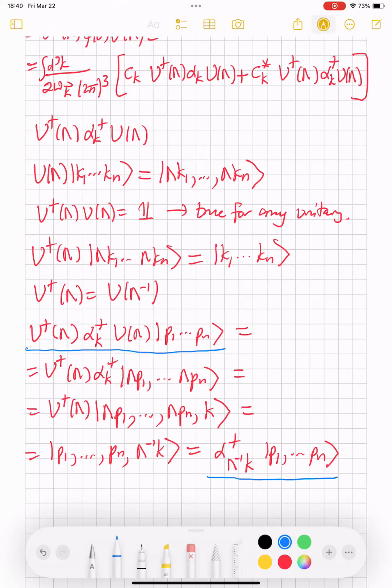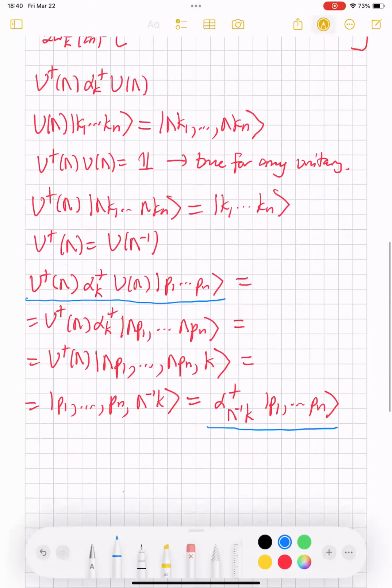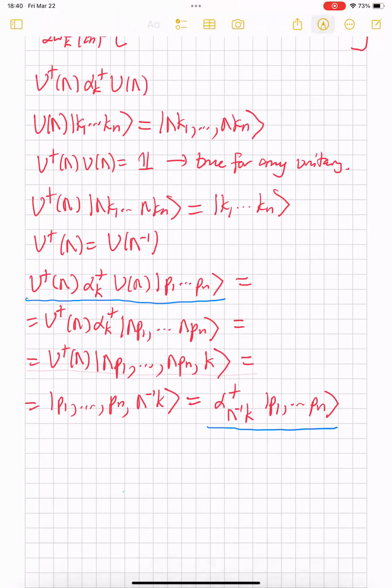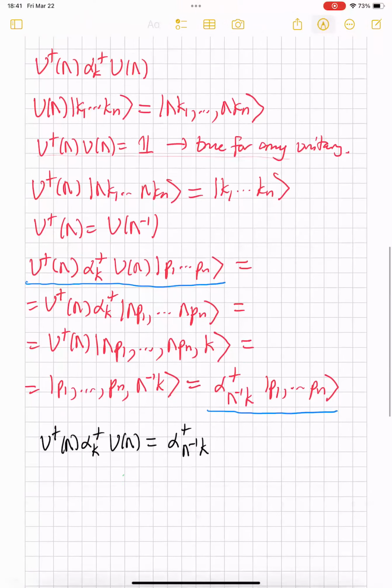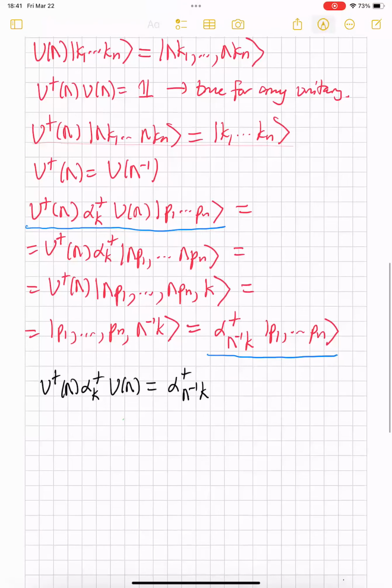And what you will notice is I have this operator. Look at the first line. I have an operator which doesn't depend on P1 to Pn, acting on an arbitrary state in the basis, is equal to an operator acting on P1 to Pn, and it also doesn't depend on P1 to Pn. So acting on a complete basis, I know that u dagger of lambda, alpha k dagger, u of lambda, is equal to alpha dagger lambda inverse k. And because this is true acting on a complete basis, it is true as an operator identity.